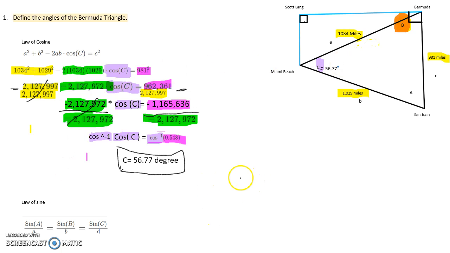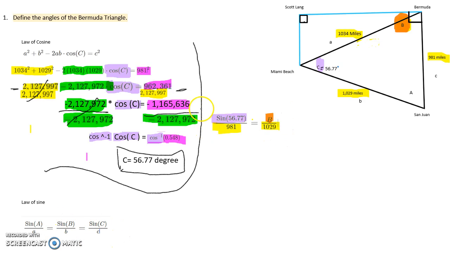Okay, now let's solve for angle B. This time we're not going to use the law of cosines since it's too complicated. Our next step is to use the law of sines, because we already know side c and we already figured out angle C, so we have the ratio here. The next step is easier: find B by just putting these two into the equation. And this is the equation you should get.